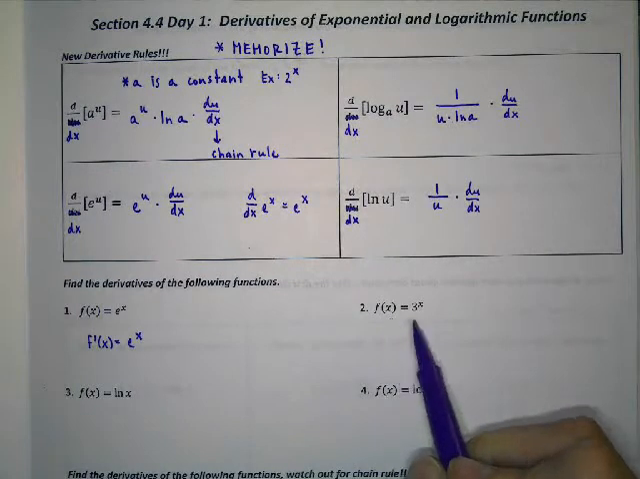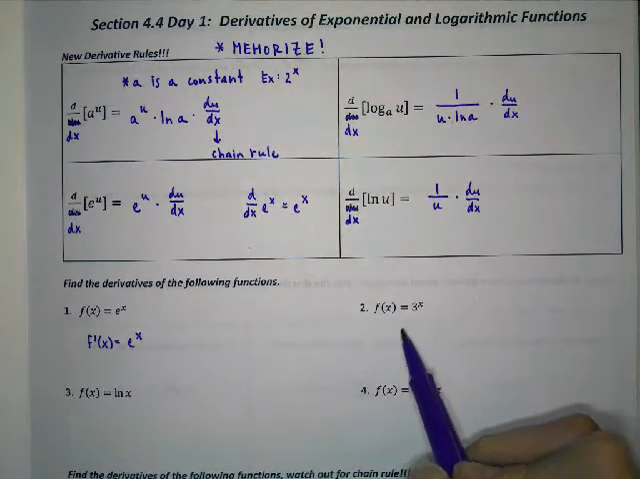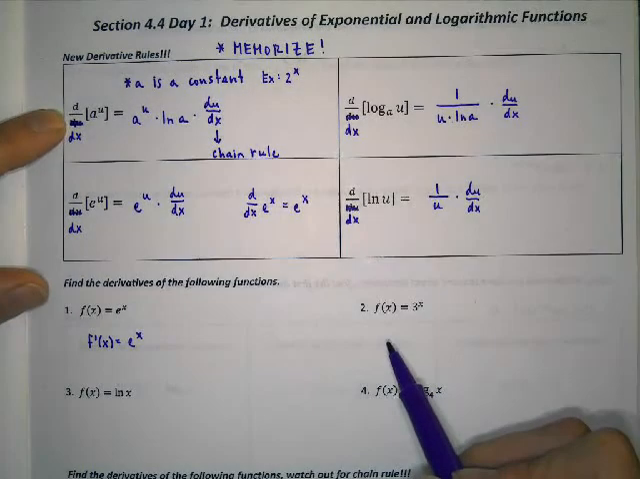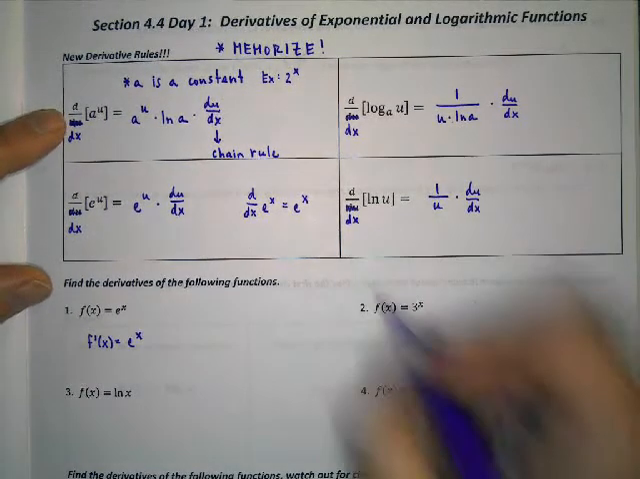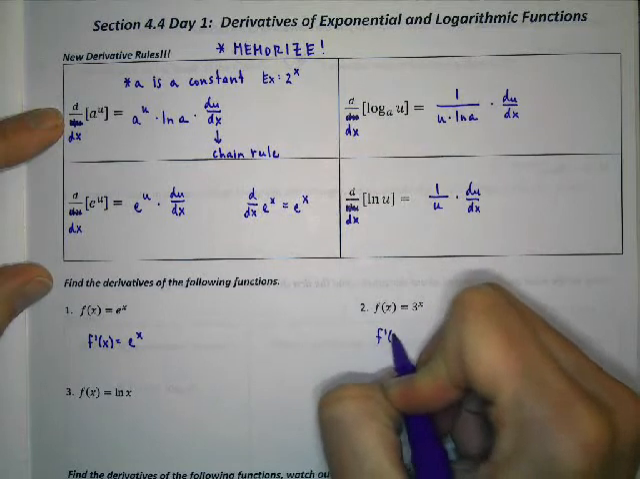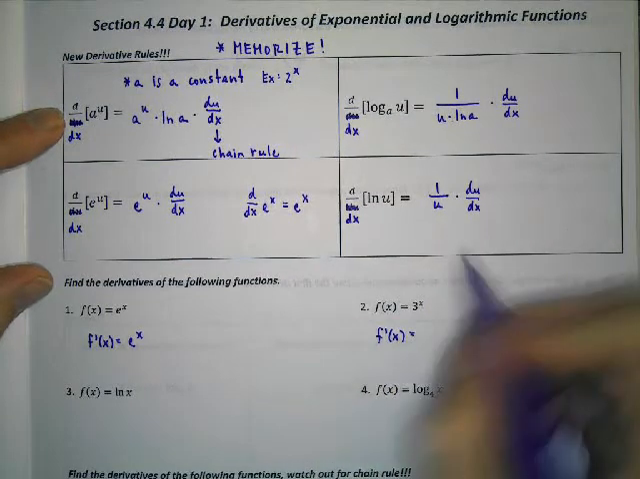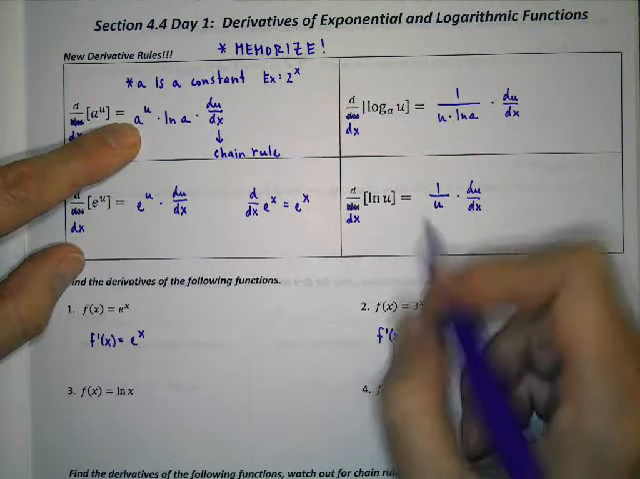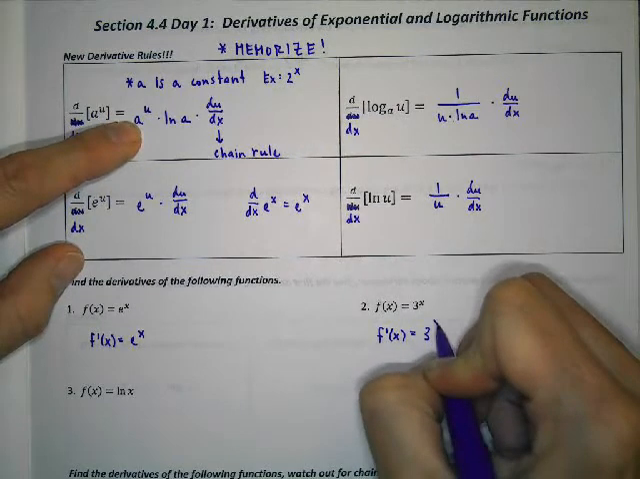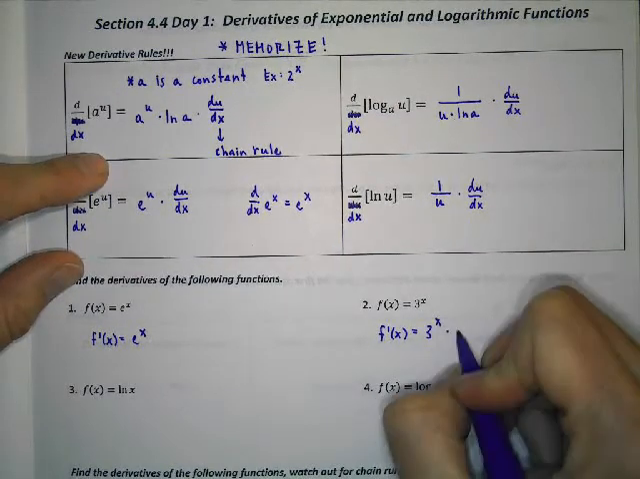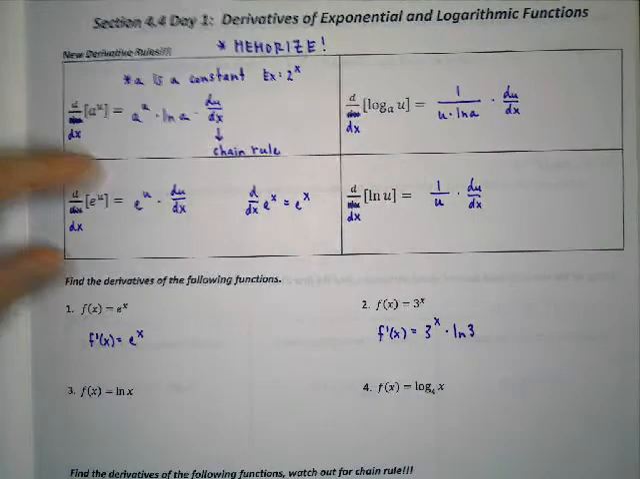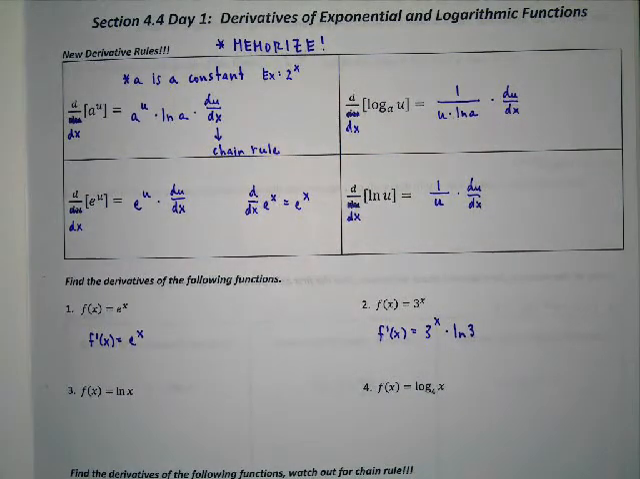For our second one, we have f of x equals 3 to the x. That's actually our first rule here, because remember we said a is a constant. So now for my derivative, I know my a is 3, so what I'm going to have is 3 to the x times the natural log of 3. And that's my derivative.